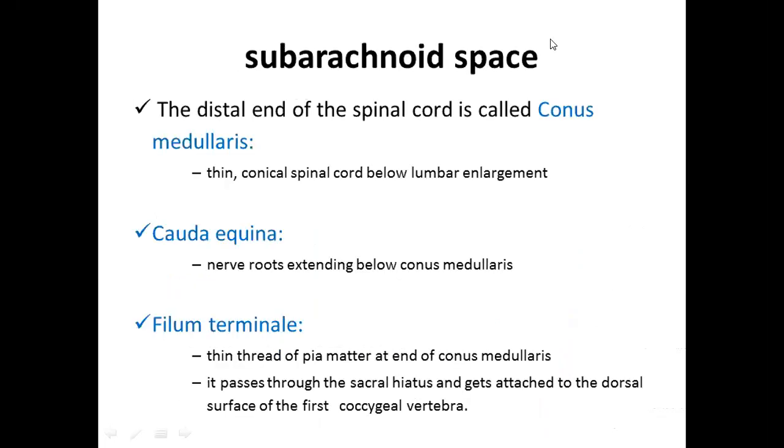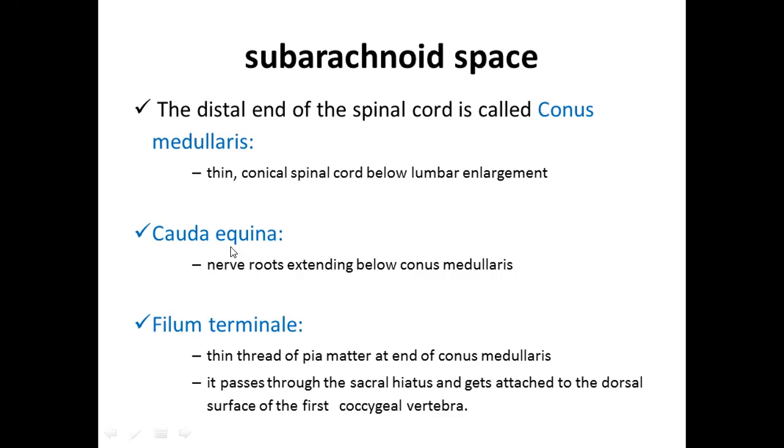Again, what is the subarachnoid space? First, we will discuss the conus medullaris. What is the conus medullaris? It is the distal conical end of the spinal cord. So the lower end of the spinal cord is a thin, conical part below the lumbar enlargement. As we said, the lumbar enlargement extends from L1 to S2 or S3. The part of the spinal cord after this enlargement is thin and conical in shape and called the conus medullaris. Okay?